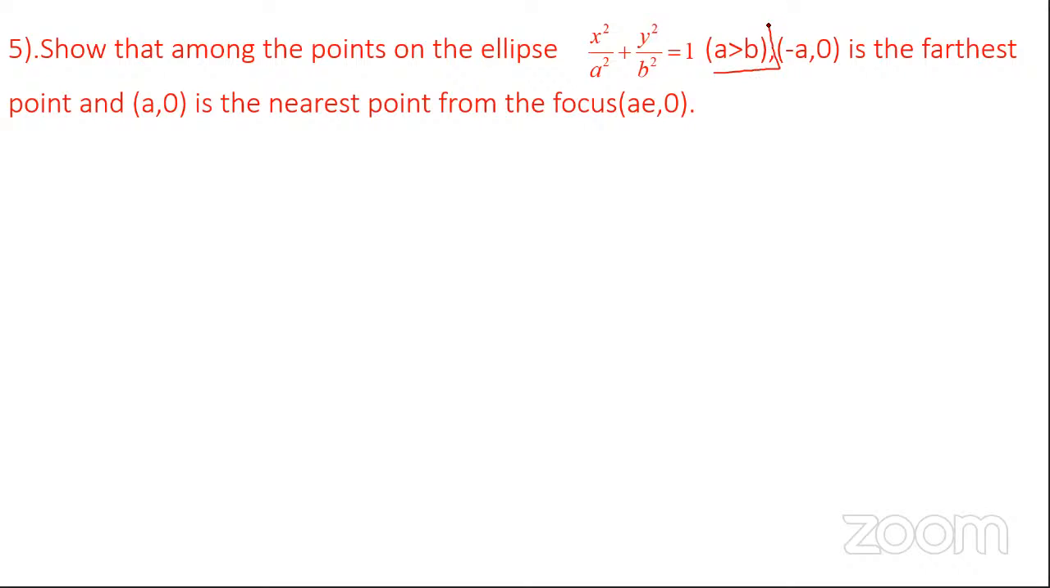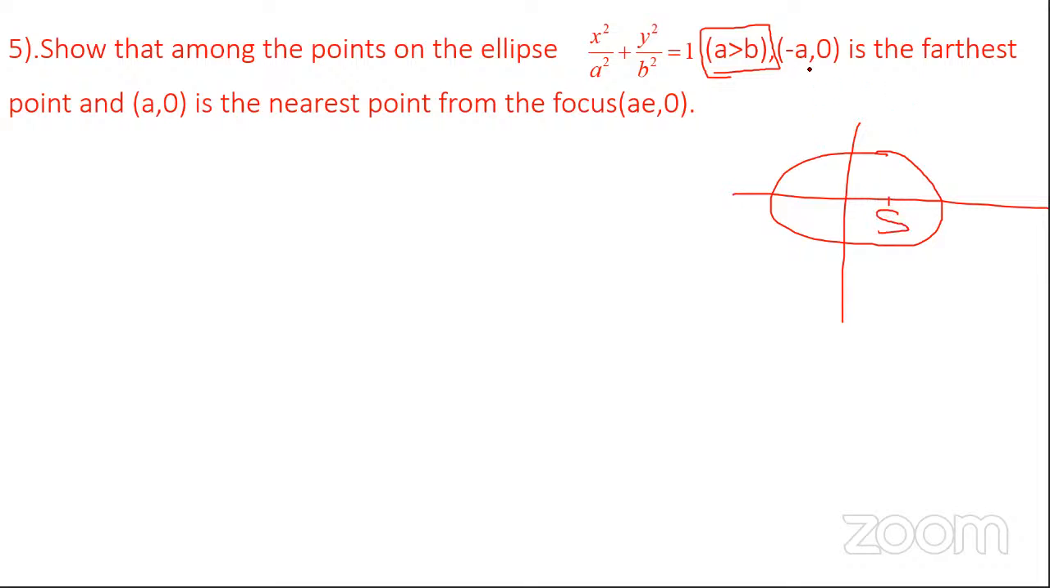The ellipse condition means the major axis is the x-axis and the minor axis is the y-axis. Observe the figure: we take a focus here, and minus a comma 0 lies here, and plus a comma 0 here. The question says minus a comma 0 is the farthest point and plus a comma 0 is the nearest point to the focus. We just have to prove that.